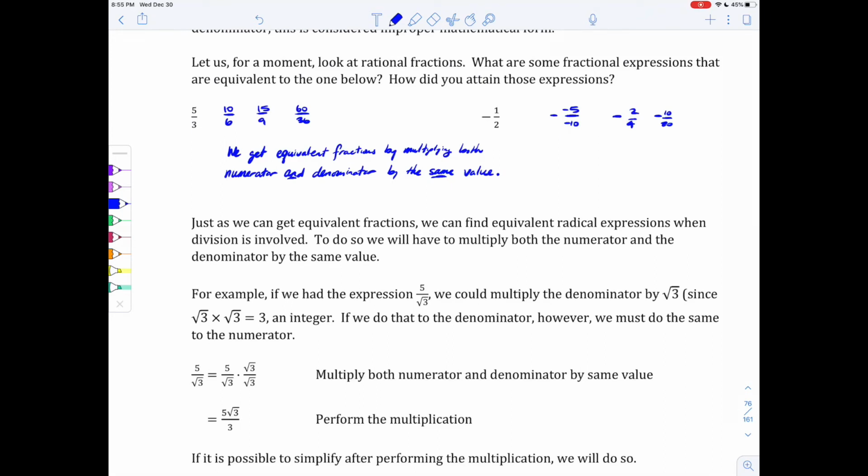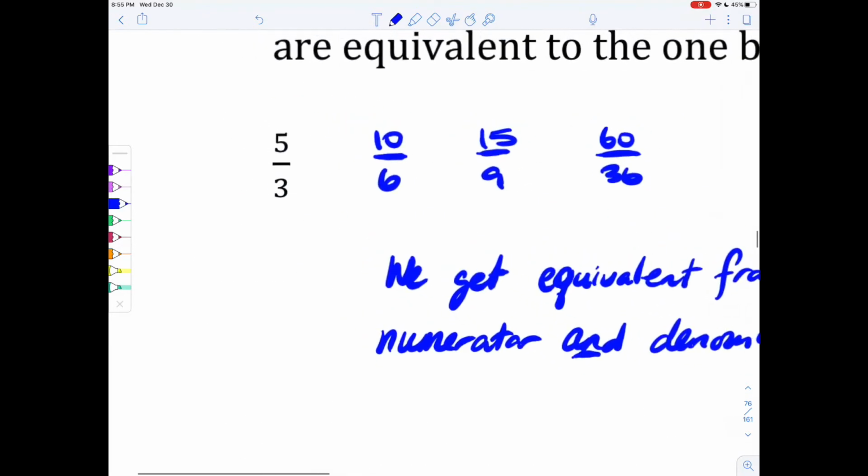Okay, so that's all well and good, but how does that have to do with radical expressions? Well, technically, we can do the exact same thing even with a radical expression. So if we had some sort of fraction that involved a radical, we can multiply the top and the bottom by the same thing to get an equivalent radical expression. Now, you might be thinking, really, what's the point of turning 5/3 into 10/6? Right? Like, don't we always just want to simplify and get everything as small and simplified as possible? Well, the answer is yes.